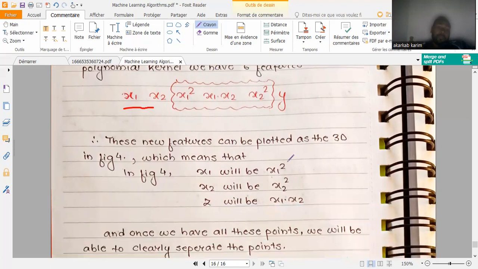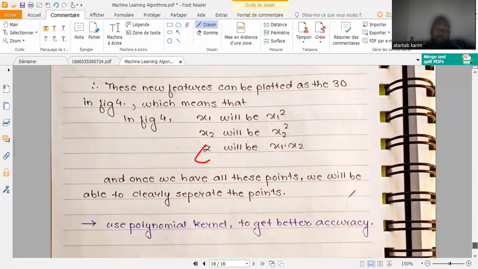These features can be plotted as a 3D figure, which means that x1 will be x1 squared, x2 will be x2 squared, and the other axis will be x1 x2. So the two dimensions should be x1, x2. Once we have all these points, this is how we have the ability to separate and apply the SVM.